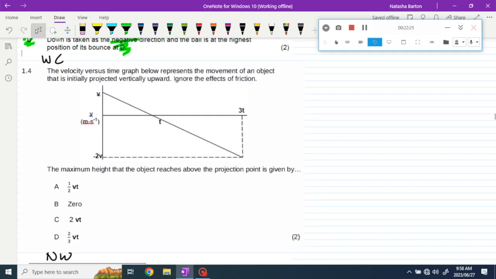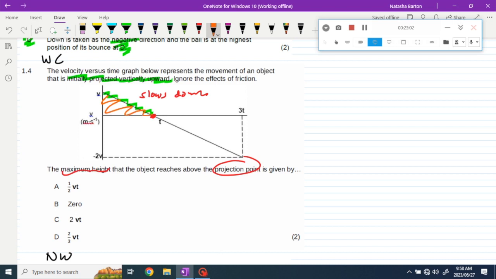Okay, the next one, the velocity versus time graph below. It is the movement of an object that is initially projected vertically upwards. Okay, it's thrown into the sky. And as it goes up, we see it slows down. That's what's happening here. It slows down, reaches its maximum height, turns around and accelerates downwards. That is what we're seeing. They say the maximum height the object reaches after the projection point is given back. Okay, the maximum height is going to be this point.